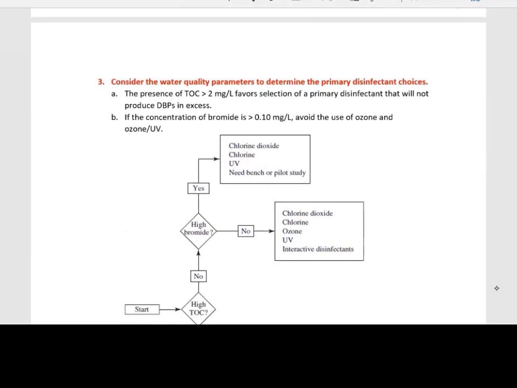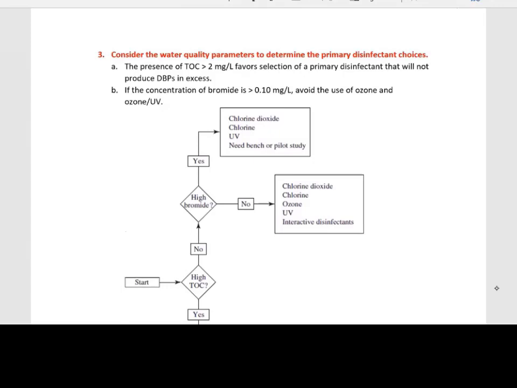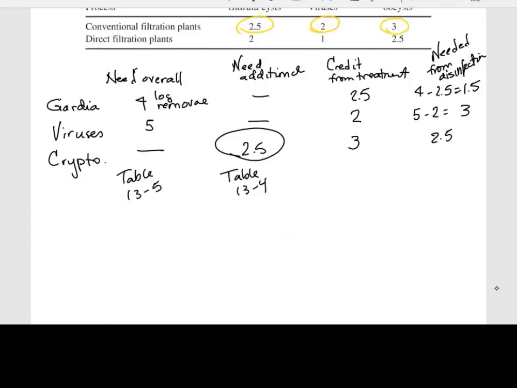Now, the next thing we want to do is consider how the water quality parameters affect our primary disinfectant choices. So really what we're doing now is we're looking at the choices that the client has made. Any questions about this table here?